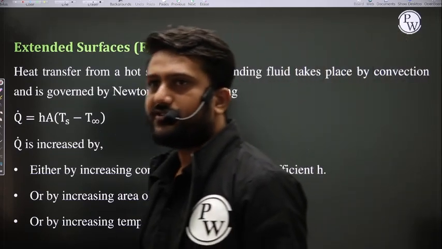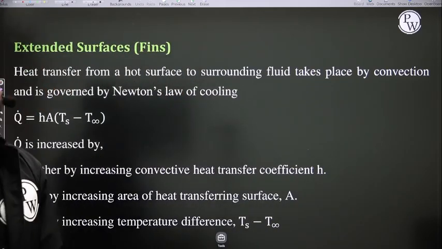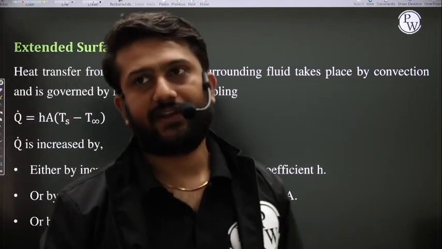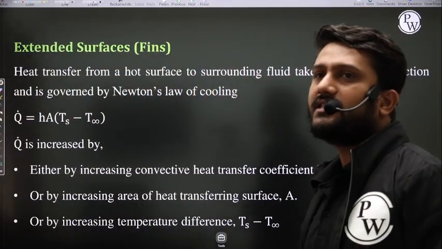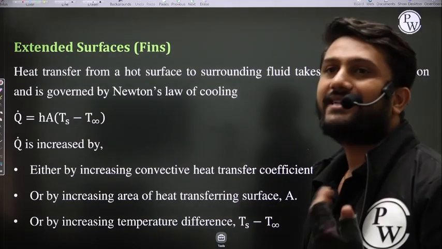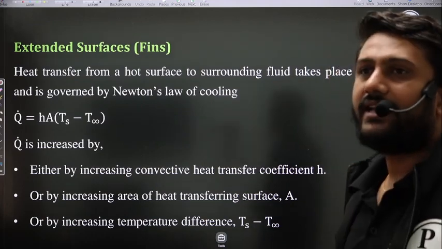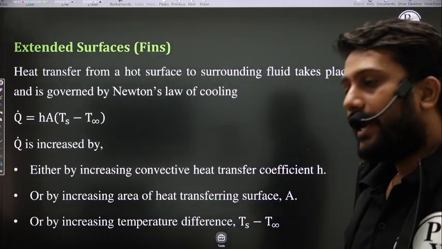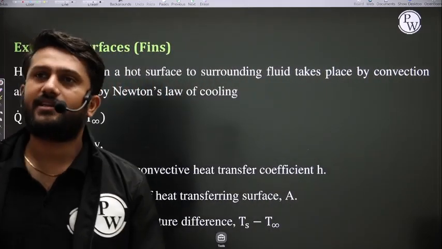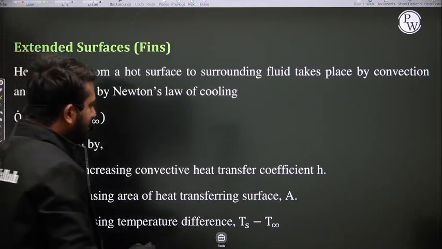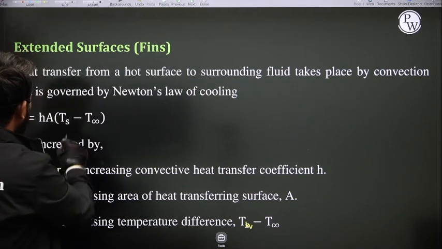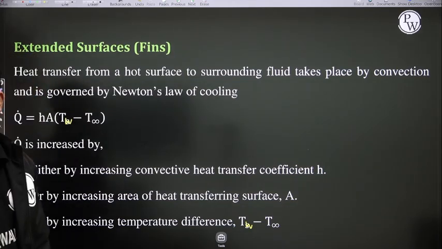The heat transfer from a hot surface to the surrounding fluid takes place by convection, and it is governed by Newton's law of cooling, as I already discussed. As per Newton's law of cooling, Q dot is equal to hA (Ts minus T infinity). So this rate of heat transfer is increased either by increasing the convective heat transfer coefficient h, or by increasing the area of the heat transferring surface, and third, by increasing the temperature difference, that is Ts minus T infinity, by decreasing the T infinity. Instead of Ts, you can write Tw, no issue.